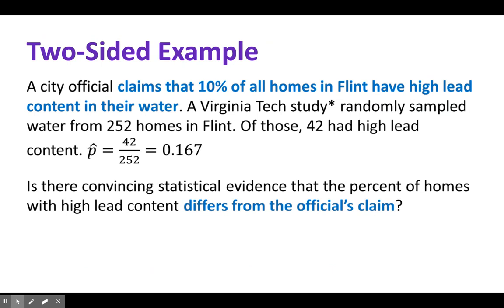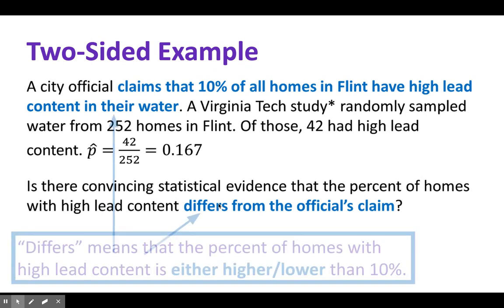I want to look at a two-sided example. Suppose that the claim was just that the high lead content is different from the official. A city official claims that 10% of homes in Flint have a high lead content. What if the claim had just been that it's different? That does not specify a direction. There's nothing in the wording that says it's smaller, and nothing that says it has to be larger, just different.